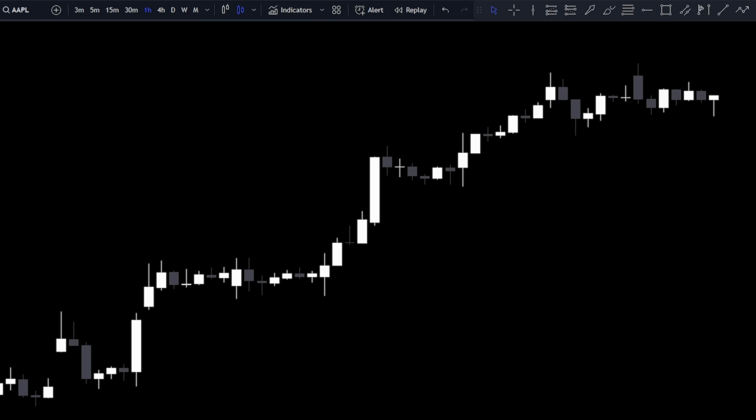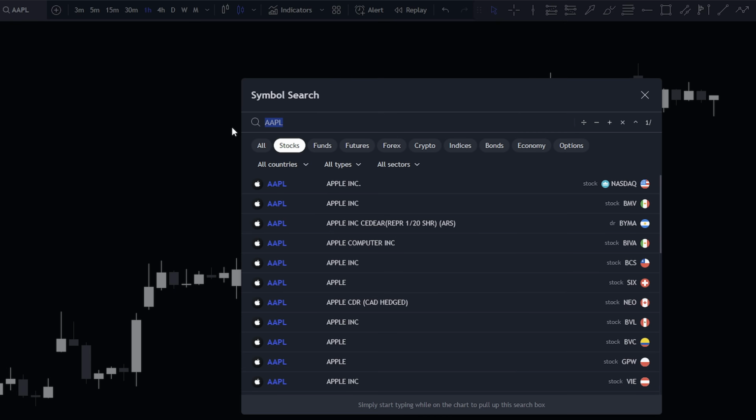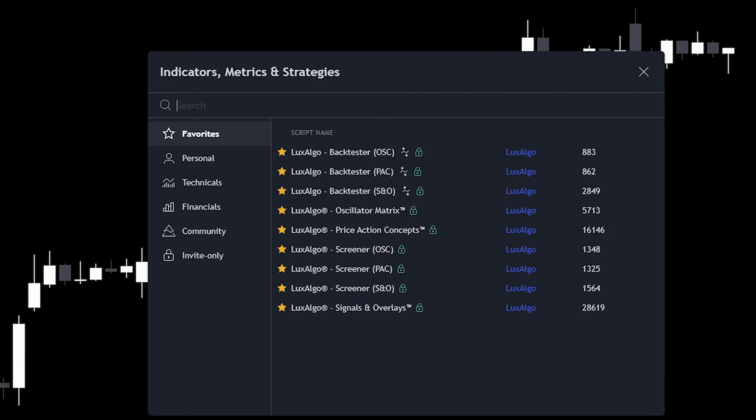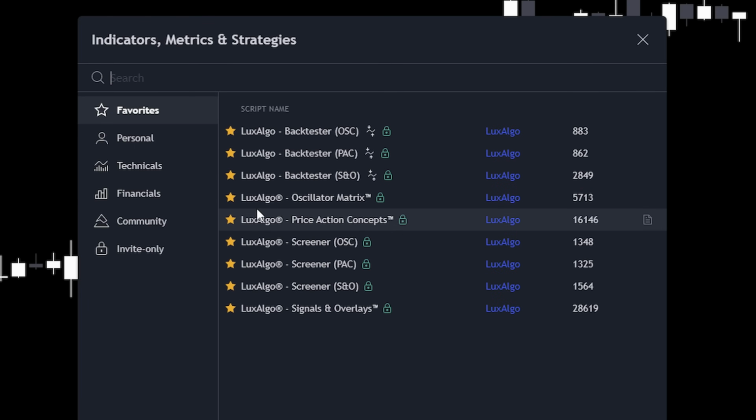To learn all about this strategy, let's open TradingView and start with a clean chart. For the sake of this video, I'll be using the hourly Apple chart. This strategy uses just one indicator, and it's a premium one. To add it, click on the Indicators tab, search for LuxAlgo Price Action Concepts, and select it to apply it to your chart.